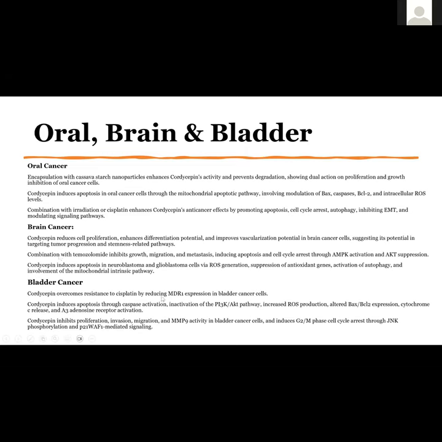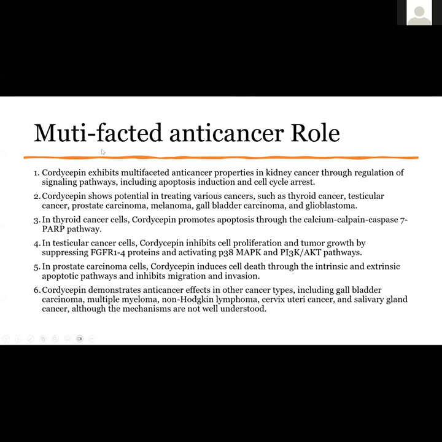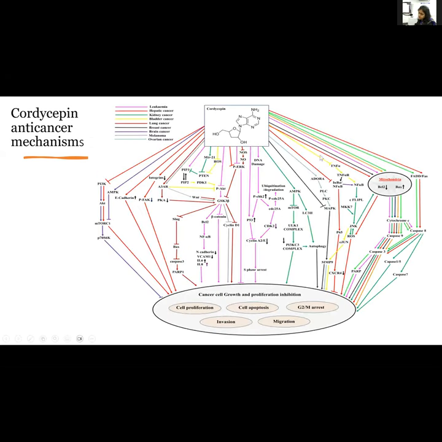In the bladder cancer cell, it also reduced the expression of different proteins, which were characterized through the RNA sequencing and DNA sequencing. It also induced G2/M phase cell cycle arrest through JNK phosphorylation mediated signaling. Along with these major cancers, some studies are also available in which some pathways are discussed. Like, it has also been studied in the prostate, thyroid cancer, testicular cancer, prostate carcinoma, melanoma, gallbladder carcinoma, and glioblastoma. So, this diagram explains in which kind of cancer this is studied.